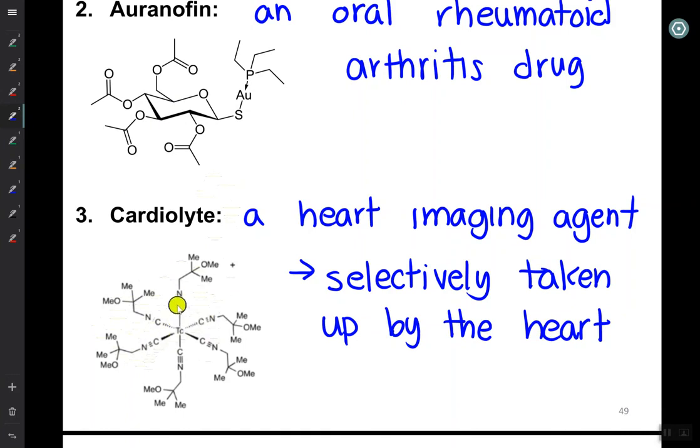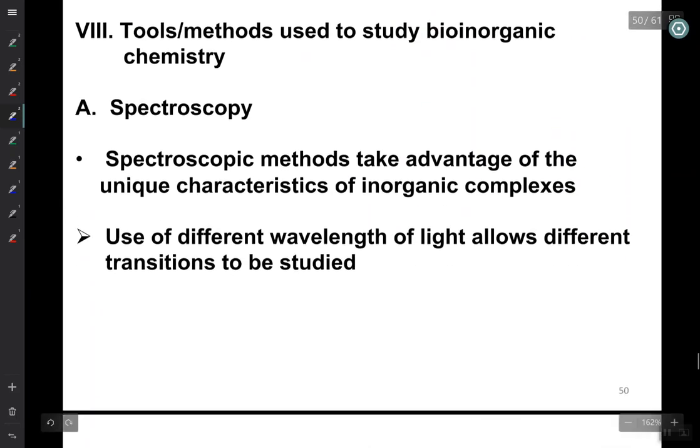Technetium's in the center. It's got these isocyanate ligands with these methoxy groups, so pretty simple structure. This is a radioactive drug, so the technetium is actually, I don't remember the isotope, but it decays and it produces gamma rays, and the gamma rays is what's being imaged when you use it for heart imaging. Okay, so those were examples of metals that have been used as medicine.